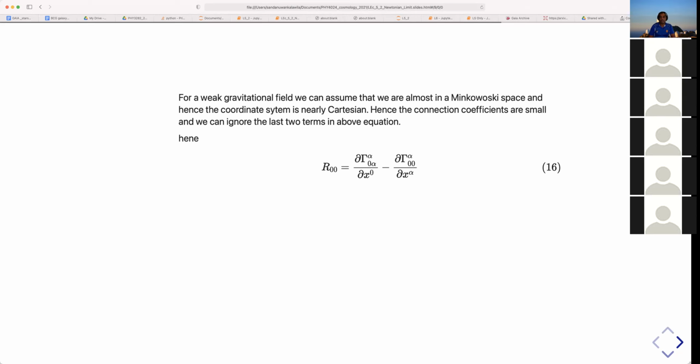So we can actually assume that these connection coefficients are very small when you talk about weak gravitational fields, right? Because you are going to assume you are almost in Minkowski space. You don't actually need to worry about the connection coefficient. So we assume that those connection coefficients are very small for Minkowski space, and because of that, you can straight away remove those last two terms. So that is the idea.